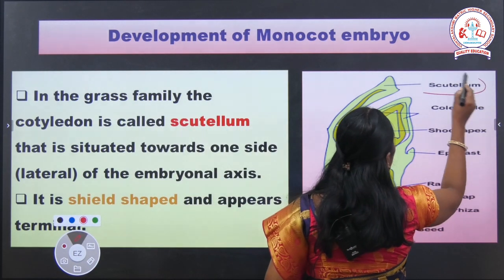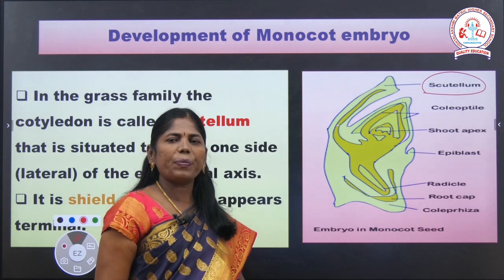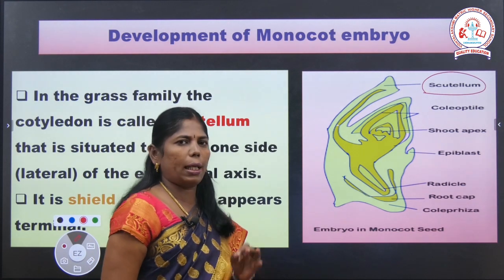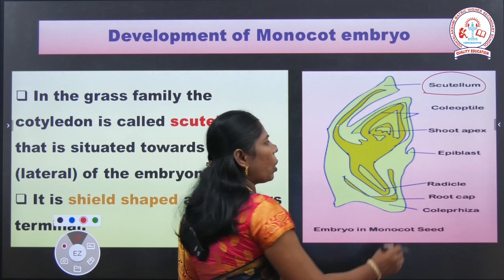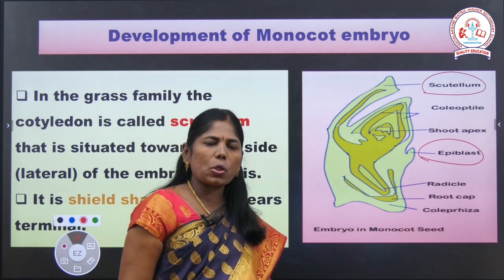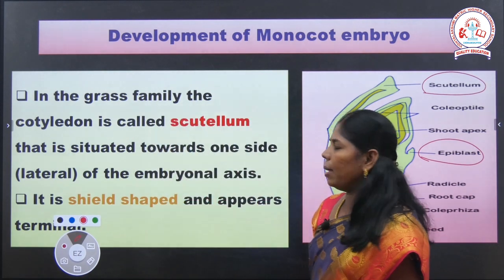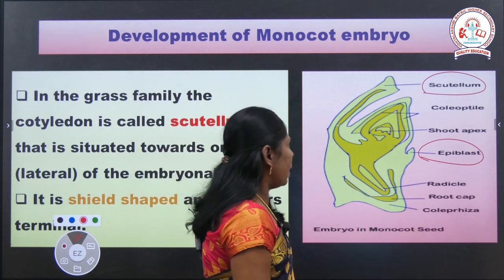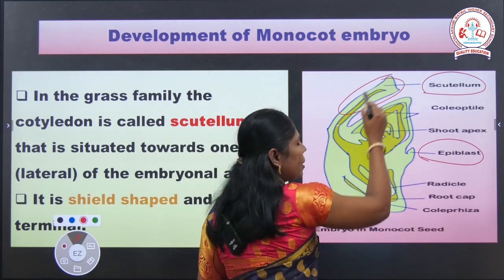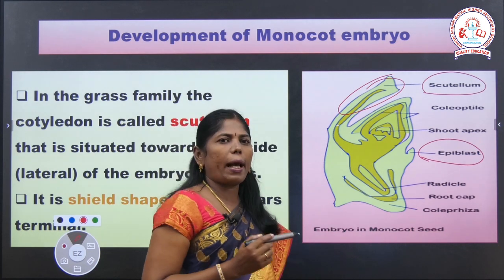Scutellum is the cotyledon of the monocot embryo, a single cotyledon. One more cotyledon is known as the epiblast, a special and additional cotyledon. Where is it situated? It is on the lateral side of the embryonal axis.